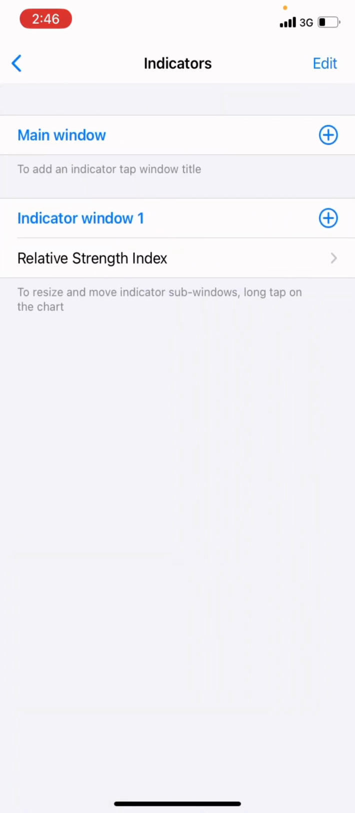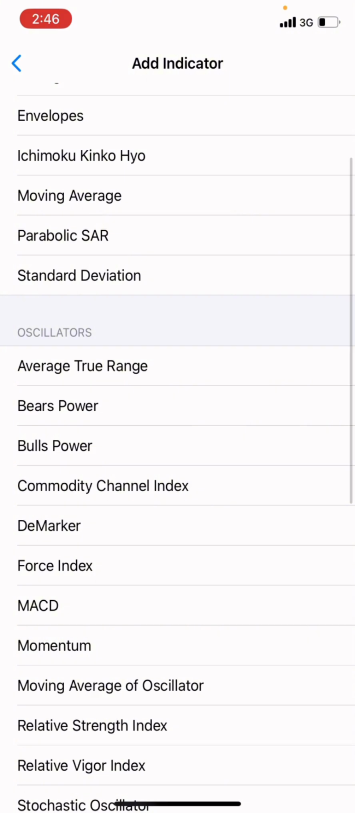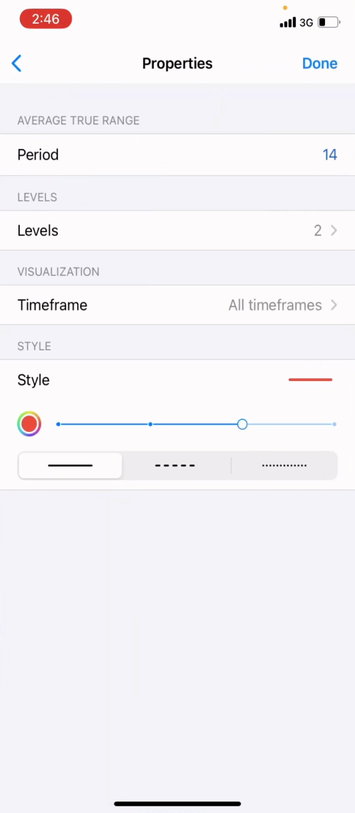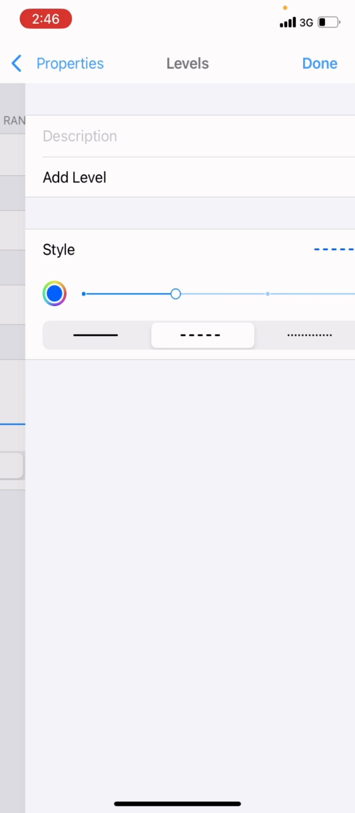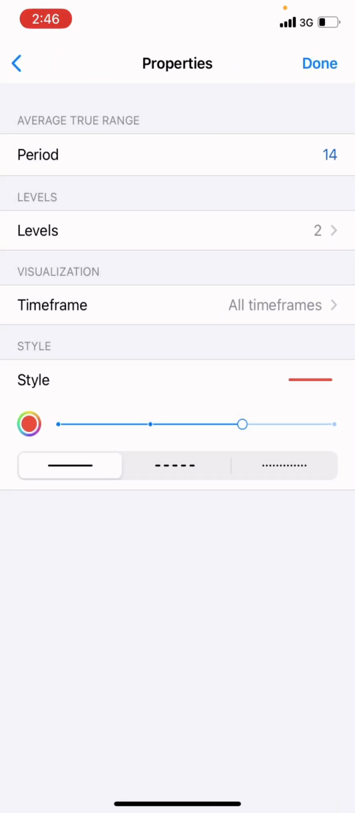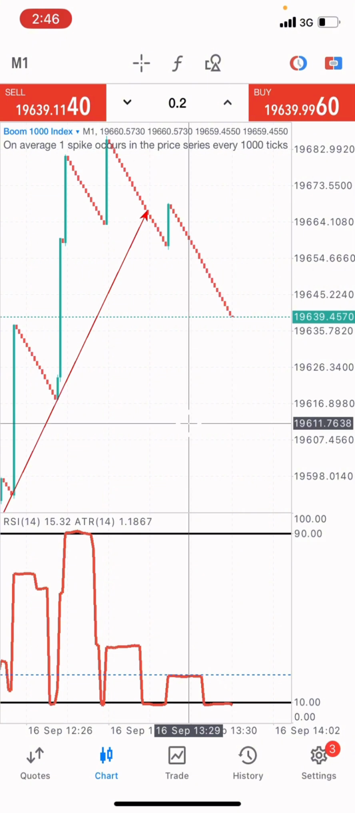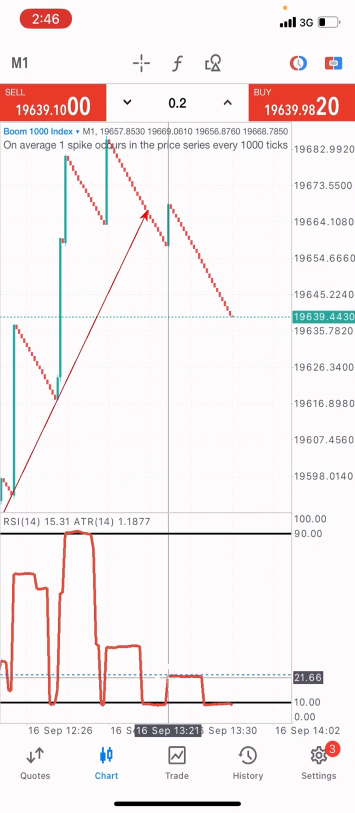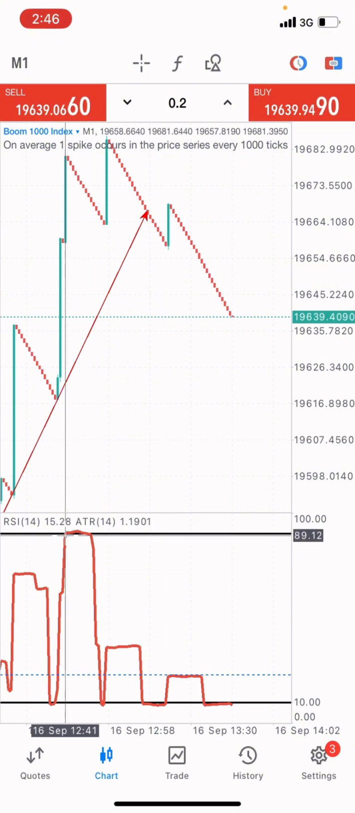All right, then we'll put on the average true range indicator. The average true range is going to be on period 14, level 2. All right, the style on 2 pixels and the color blue with 3 pixels right here on the style with this first line here.